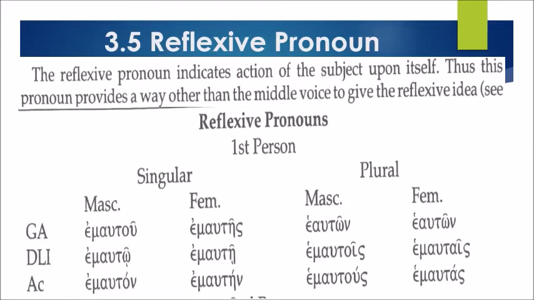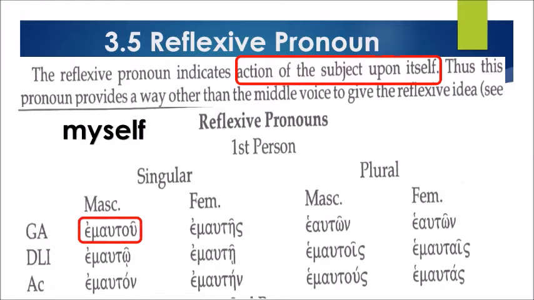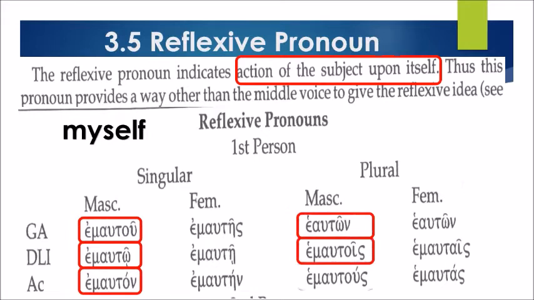So in the first person, singular, let's begin with the masculine first. We have only three cases here: the genitive, the dative, and the accusative. The masculine is emautou, by the way, it means myself. Emautou, emautō with the iota subscript, emauton, heautōn, heautois, heautous.